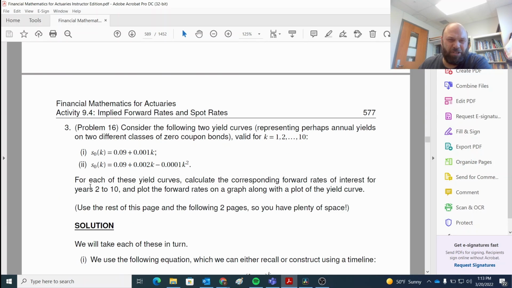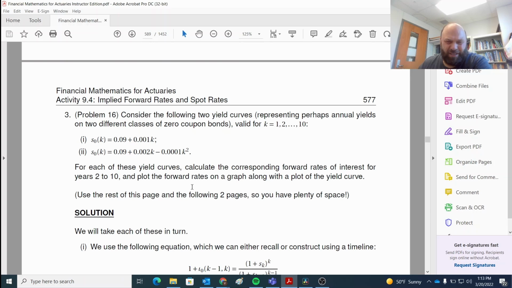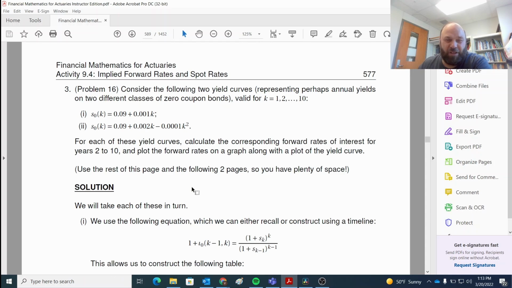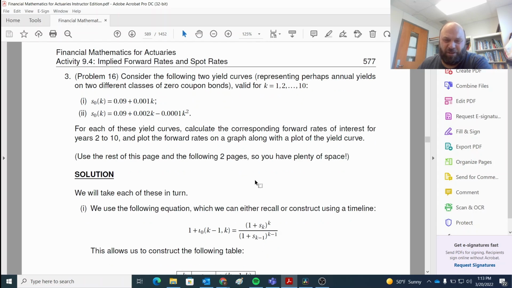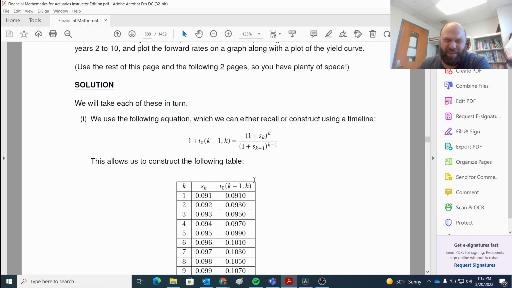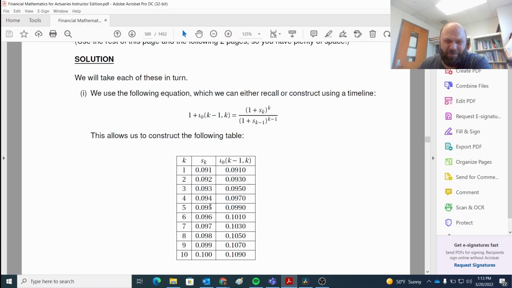So let's do the first one. You know this one's linear. And of course, we've got our formula for the forward rates. So for the yield curve, we just plug in the first one, k equals 1, we get 0.091. And then it just goes up by 0.001 each time to 0.092, 0.093, and so on, as you can see in this column.